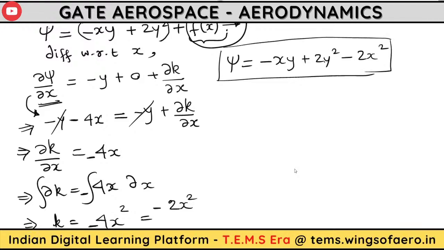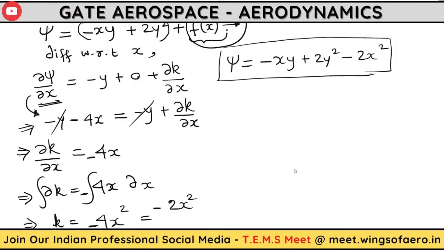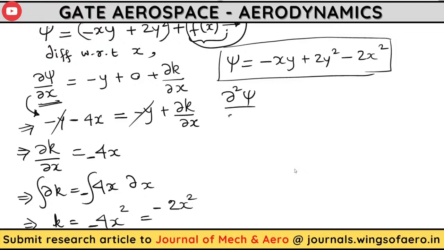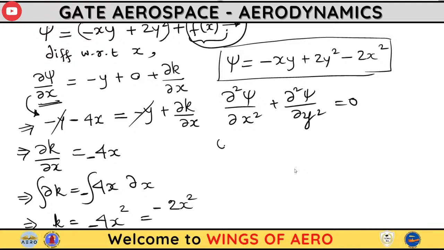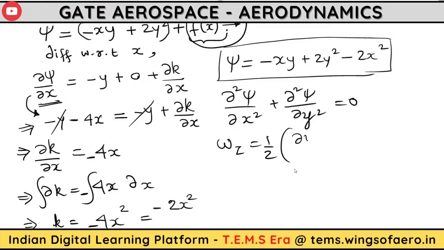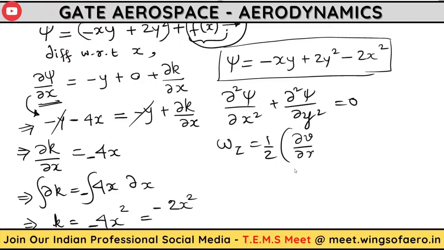Now next, what you have to find? You have to find the irrotational. How can you find it? There are two ways to find irrotational. One is this method, which will equate to 0. Another one is this other method. Please try to write the formula without seeing. That will be the mode of practice.